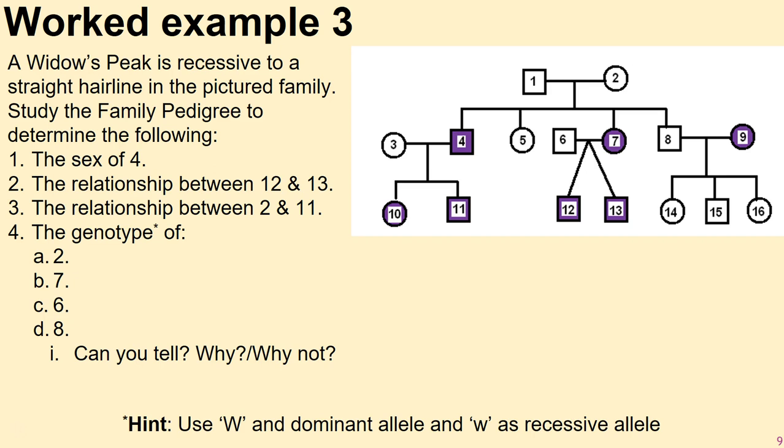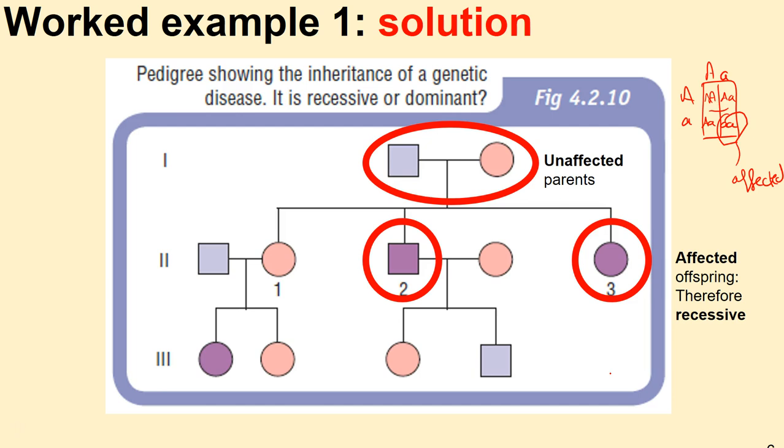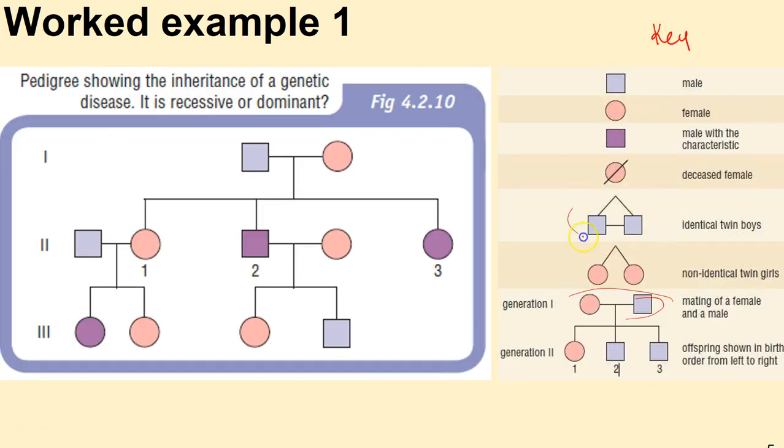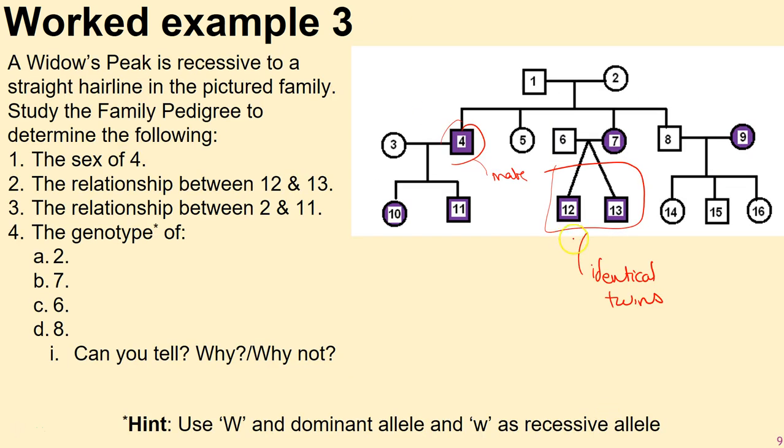So this one is looking at a widow's peak. It's a recessive trait, okay, and looking at the family tree, we can see here that this is a male child. Okay, the relationship between 12 and 13, remember our key before, these are identical twins and they are both male. Okay, going back to our key here, we can see that they were identical twin boys. So we have identical twin boys here.